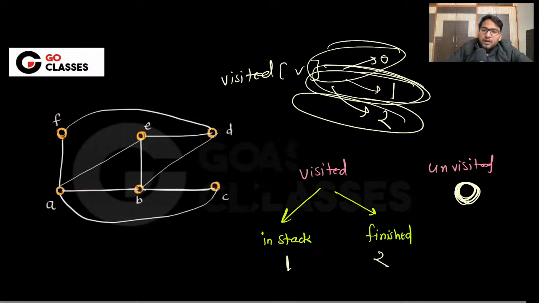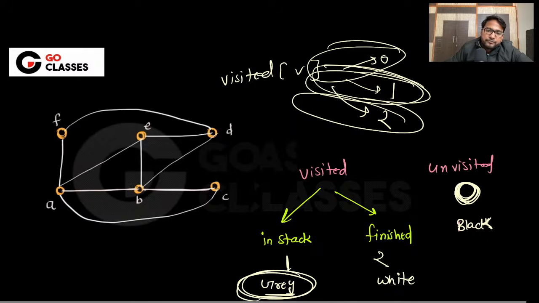Instead of 0, 1, 2, many authors use other terminology. Instead of saying 0, they say it is white, if it is in stack they say it is gray, and if it is finished they say it is black. Gray means it is visited but in stack. Anyway, that's just a term I'm introducing. Why is it important? Maybe because for some application they need it. What kind of application we will talk about later.